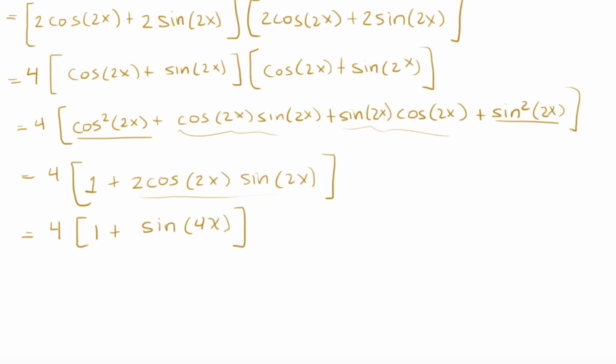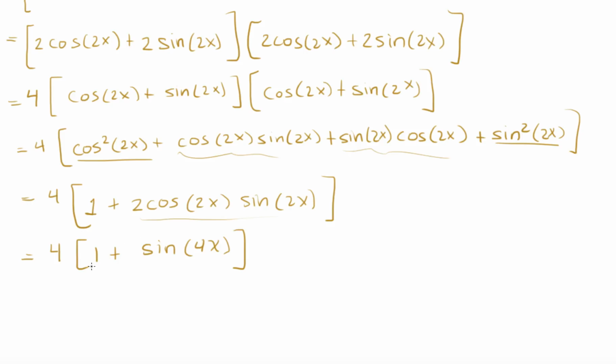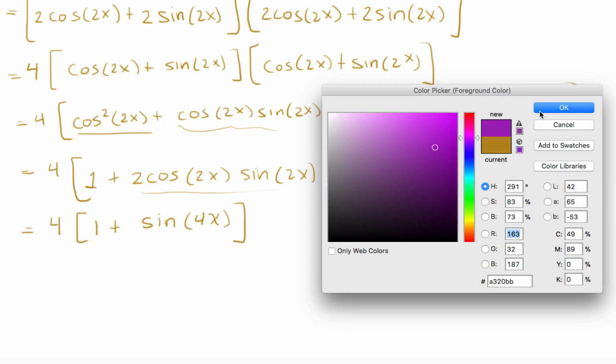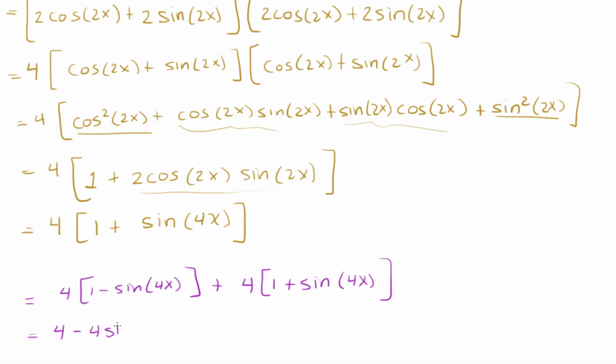So now we have 4 times 1 minus sine of 4x and plus 4 times 1 plus sine of 4x. Okay. So in total, putting those two together, you have 4 times 1 minus sine of 4x plus 4 times 1 plus sine of 4x. We distribute the 4, we get 4 minus 4 sine of 4x plus 4 sine of 4x.